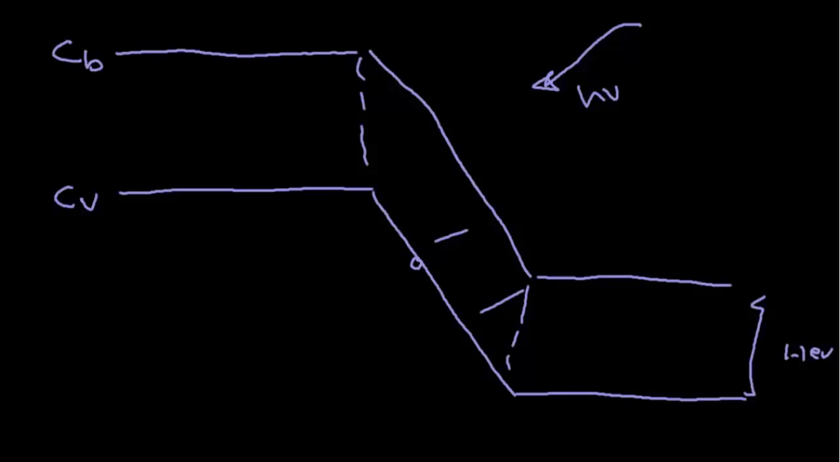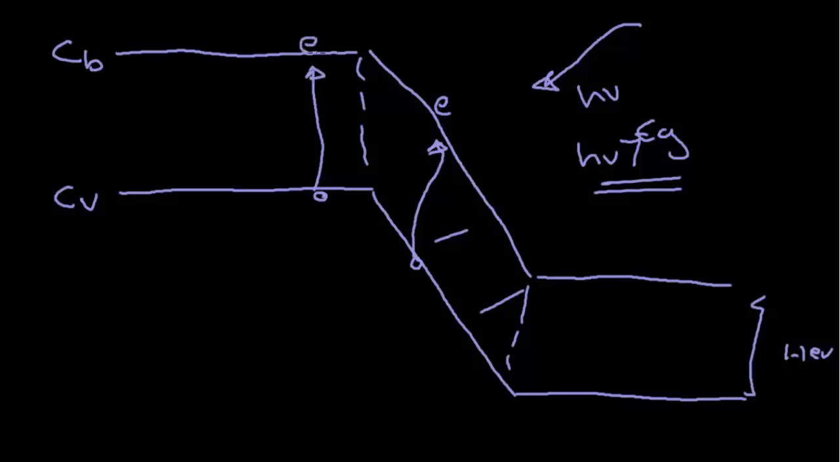The electron, if it gets enough energy, will move to a higher level. And this happens when hν is bigger than the energy band gap. If this is the case, then this electron will move from the valence band to the conduction band, and here also another electron will move. So here the electron is free to move, free to conduct.